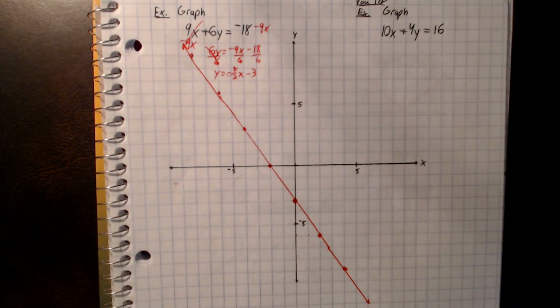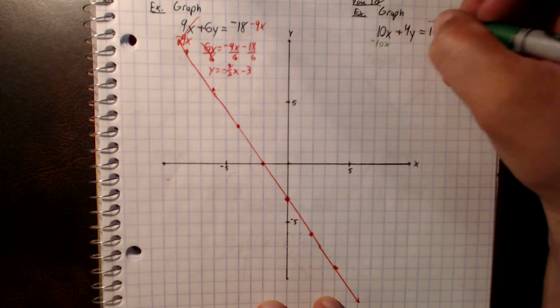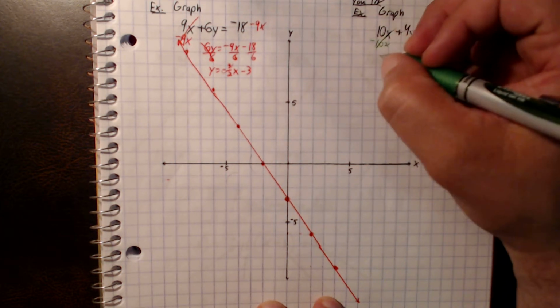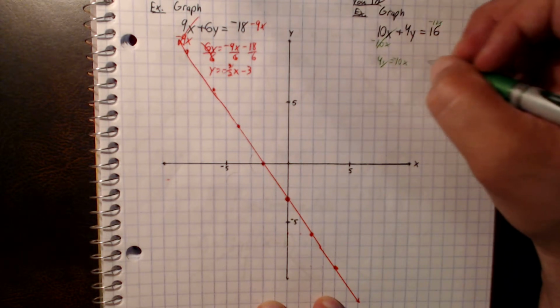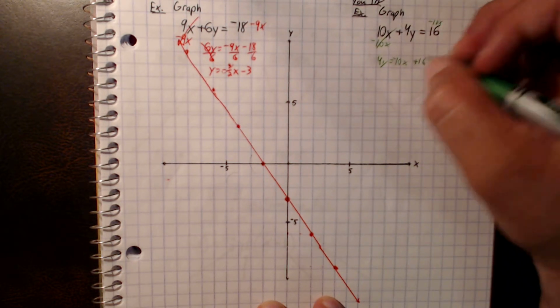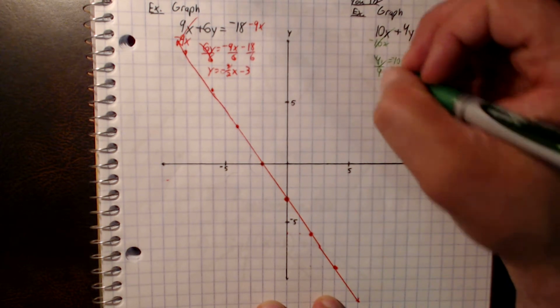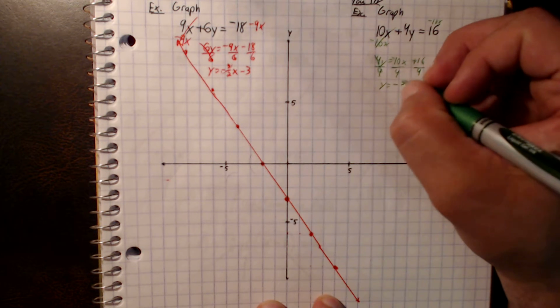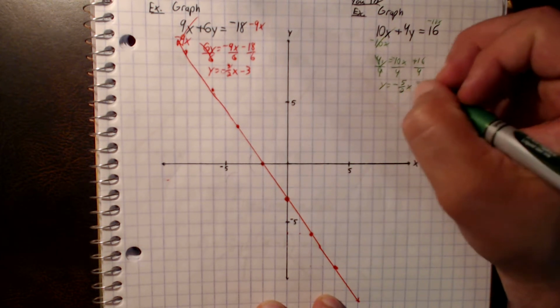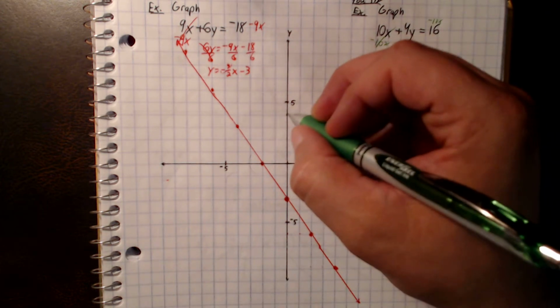Okay, you should have started off this problem by subtracting 10x. So 4y equals negative 10x plus 16. We'll divide by 4. So that should give you, let's see, negative 5 over 2x plus 4. So your y-intercept here of 4.